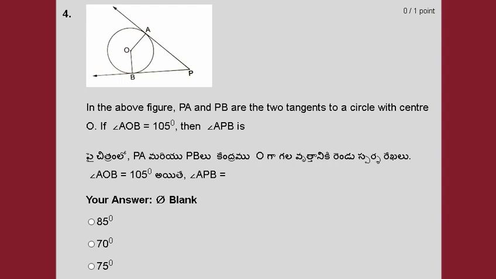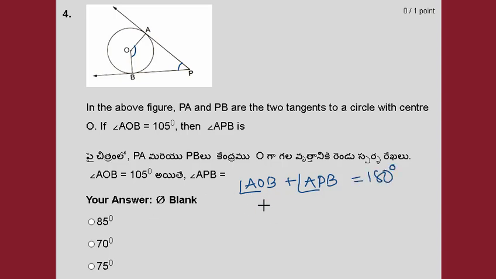Let us see the next question. In the above figure, PA and PB are two tangents to a circle with center O. If angle AOB equals 105 degrees, then angle APB is. We know that angle AOB plus angle APB is equal to 180 degrees. I am writing that angle AOB plus angle APB is equal to 180 degrees.